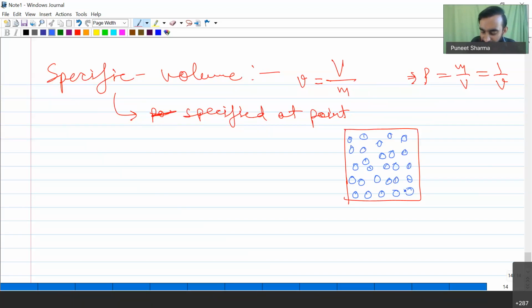So if we are pointing to a void space, there obviously we will not be having, or we will be having some weird value of the specific volume. And if we are pointing towards a molecule, then we will be having some other value of the specific volume. Okay, so that's why specific volume is something which actually depends upon the specific location of the matter.